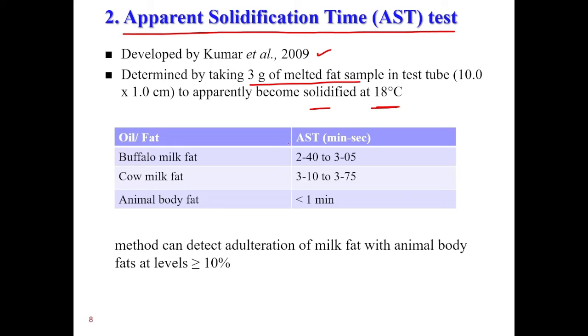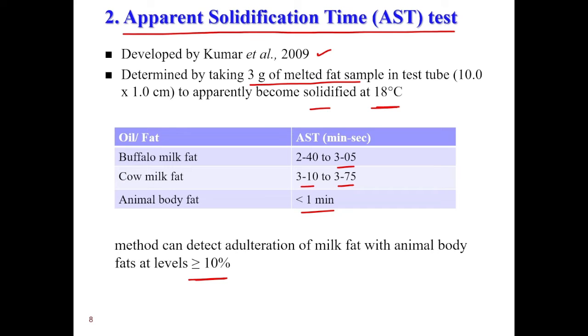For example, for milk fat, the apparent solidification time (AST) is 2 minutes 1 second to 3 minutes 5 seconds. For cow ghee, it ranges from 310 to 375 seconds. Whereas for animal body fat, obviously it takes less time to get solidified, less than 1 minute. Using this method, adulteration at less than 10% is not detectable. The method can detect adulteration of milk fat with animal body fat at levels greater than 10%. So animal body fat can be detected using this test at a level greater than 10%.